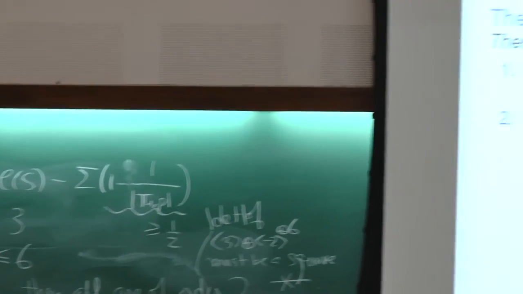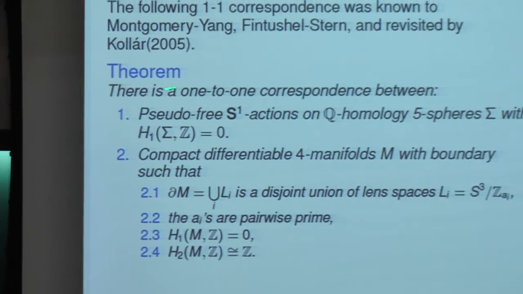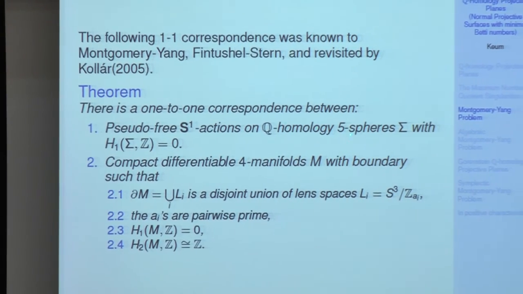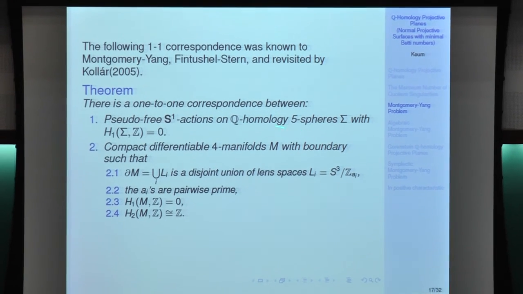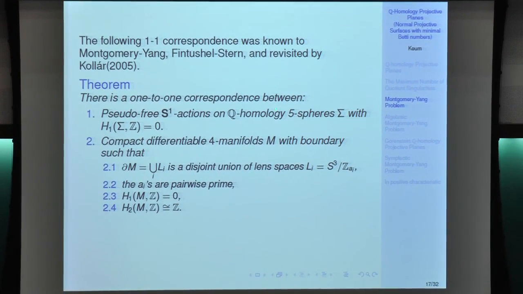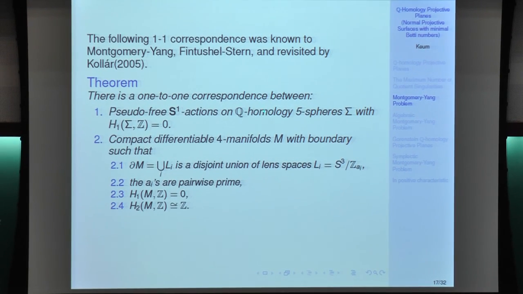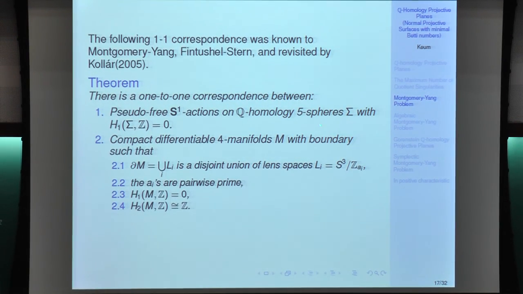So there is a one-to-one correspondence between pseudo-free circle actions on Q-homology 5-spheres, meaning 5-dimensional manifolds which have the same Betti numbers as the 5-dimensional sphere S5 with no torsion, so the first integral homology is trivial, and compact differentiable 4-manifolds M with boundary. This is the candidate for the orbifold, except for the singularities.